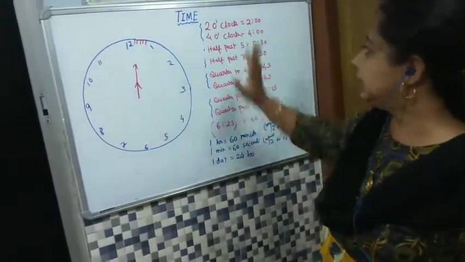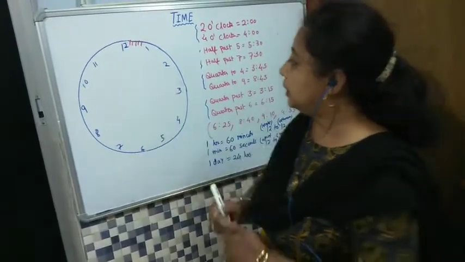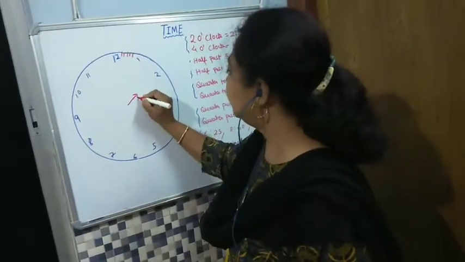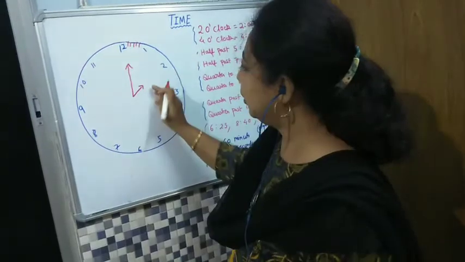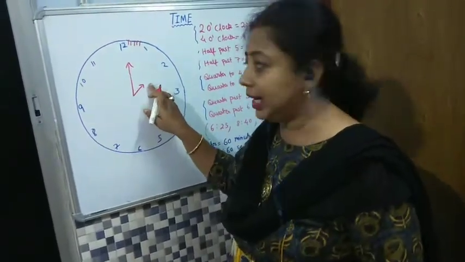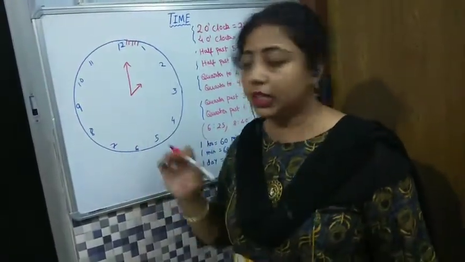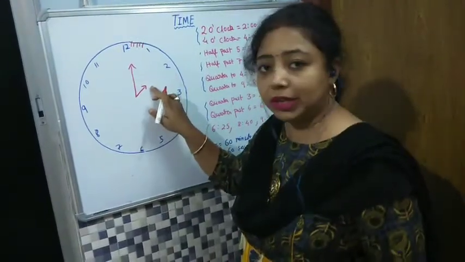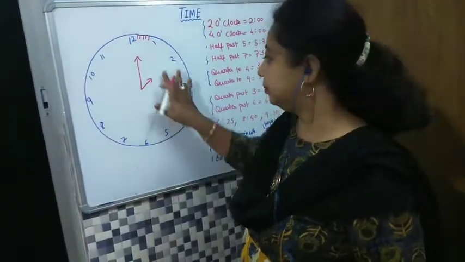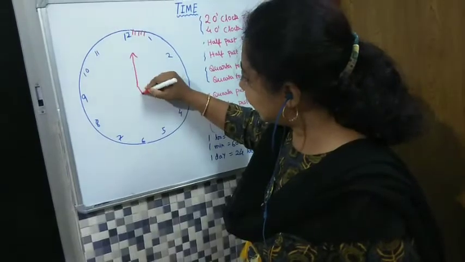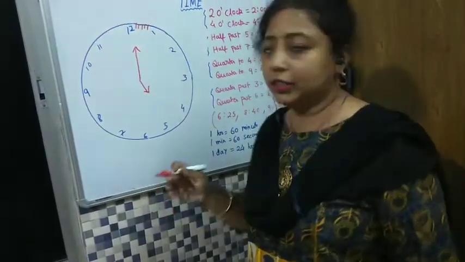The first thing is how to know. Suppose, for example, the smaller hand is near 2 and the larger hand is near 12. If the smaller hand is near a number and the larger hand is near 12, you will see the number near which the smaller hand is. Okay. So, it is 2 o'clock. If the smaller hand is near 5, that means it is 5 o'clock. So, this is very easy.